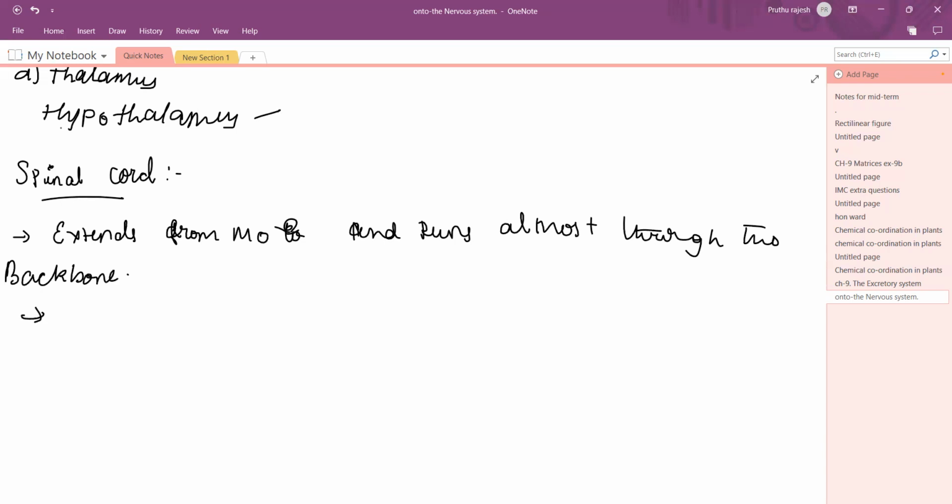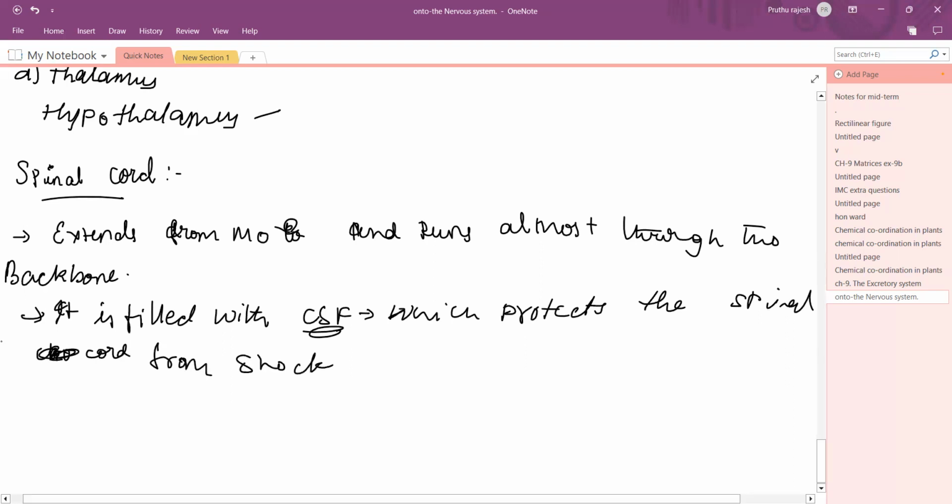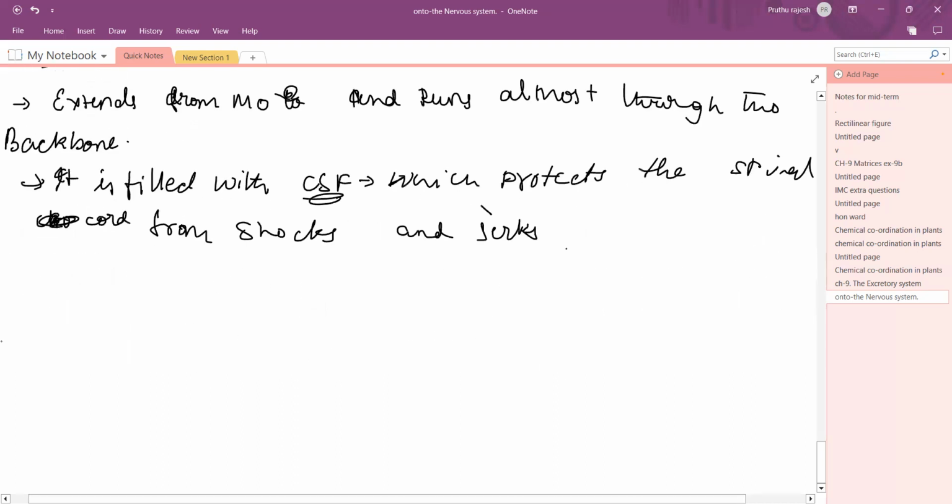Next, it is filled with CSF. This one they will ask you to expand: the cerebrospinal fluid, which protects the spinal cord from shocks. The next point is that it is also covered by the same three membranes: dura mater, arachnoid, and pia mater.